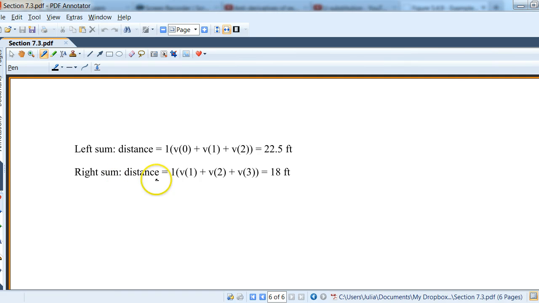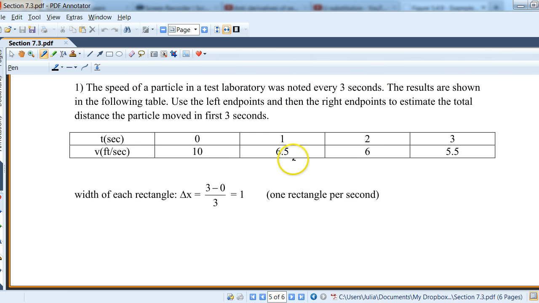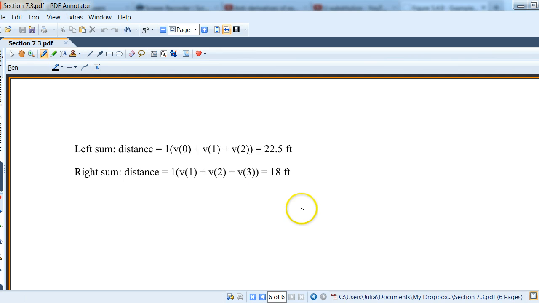Same thing you can do with the right sum. I got 1 times the velocity at 1 second, velocity at 2 seconds, and velocity at 3 seconds. Again, going back to the table, I added up 6.5 plus 6 plus 5.5, and I got a smaller distance. I got 18 feet. So again, depending on which one you use, you may get different answers, but it's still distance and it still has the same idea. So that's it for this section, area under the curve.